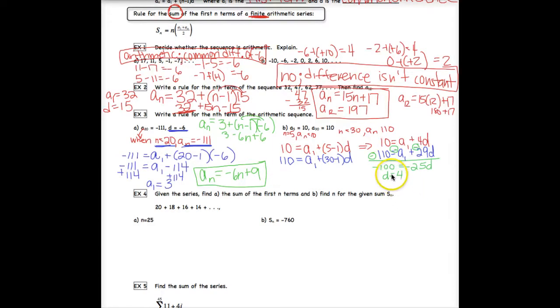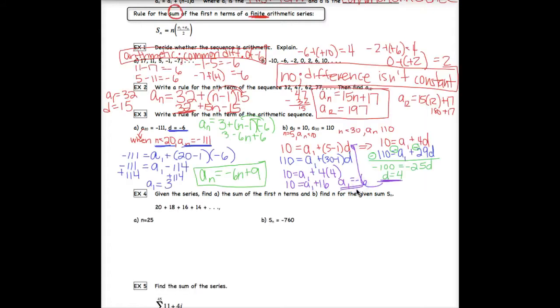to be able to find a sub 1. So once I know what d is, plug it back into one of these. I would certainly pick the one that's easier. So take d equals 4 and plug it in to this guy right here. So 10 equals a sub 1 plus 4 times 4. So 10 equals a sub 1 plus 16, which means a sub 1 is negative 6.